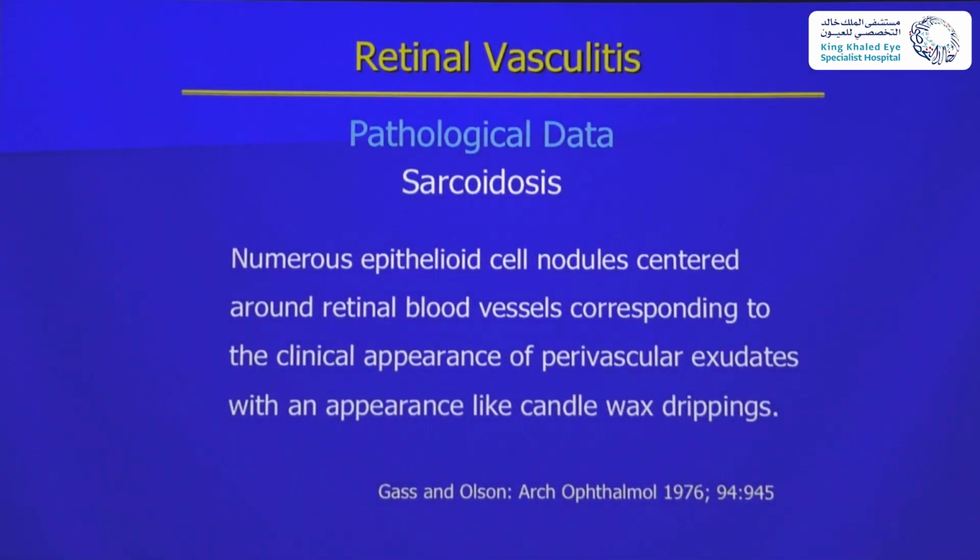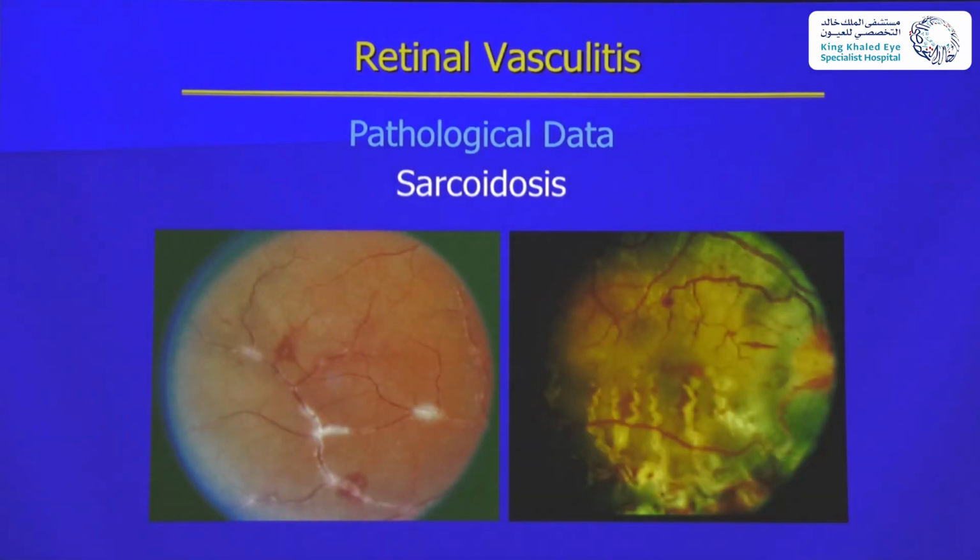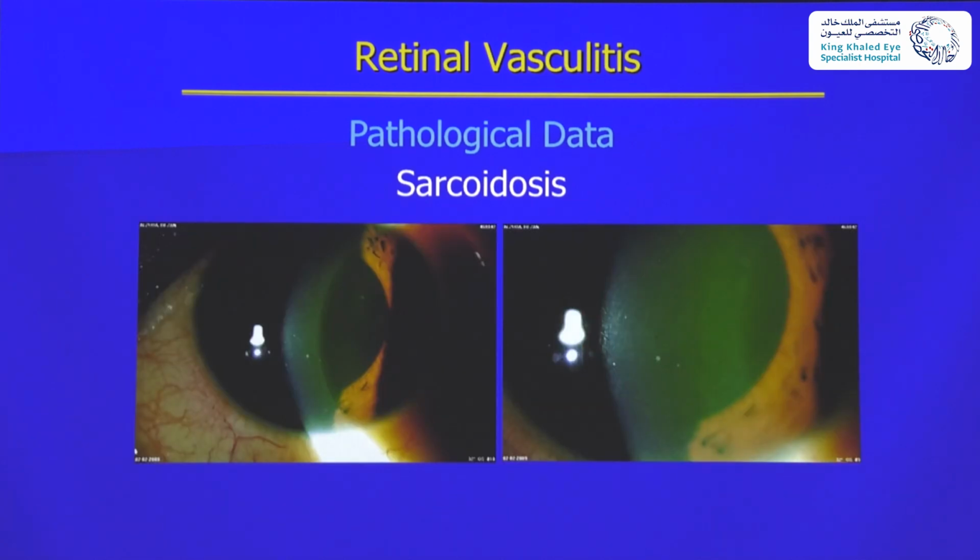We have also pathological data available for sarcoidosis that told us that the vascular sheathing or cuffing that we see in vasculitis associated with multiple sclerosis is due to inflammatory infiltrate composed of epithelioid cells. And this is the example of vascular sheathing or cuffing that we see in patients with multiple sclerosis. This is another example of a patient.